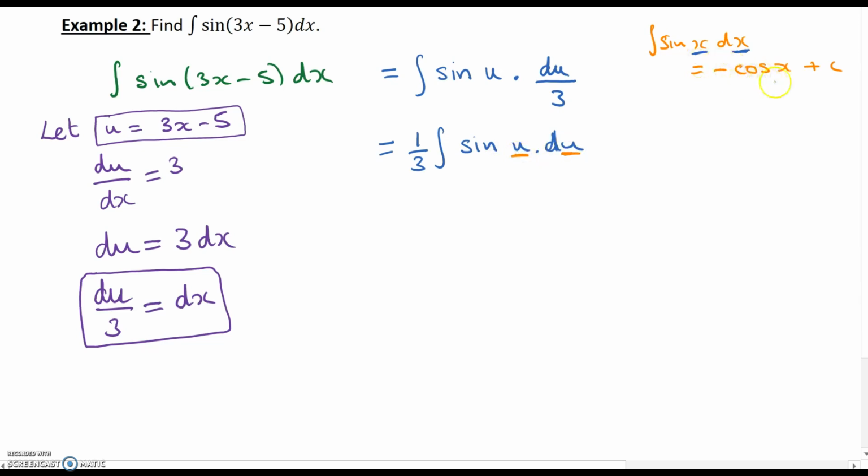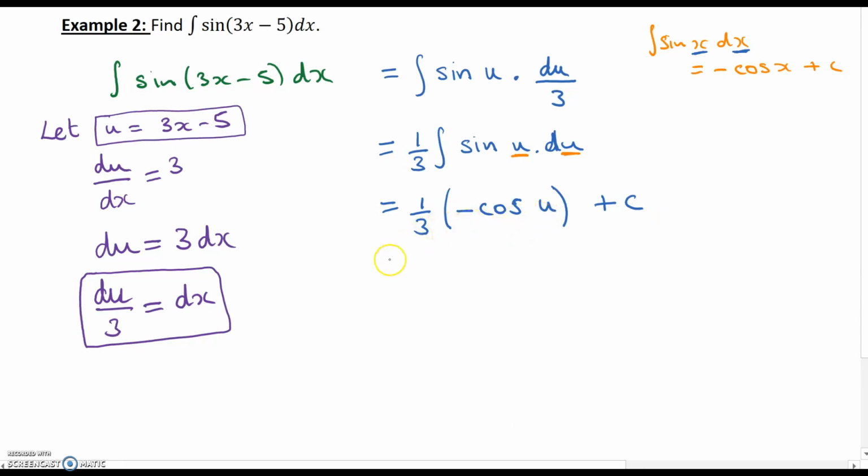We can apply the rule for sine. So that's going to give us, we're going to still have the 1/3. The rule for sine is that this turns into minus cosine of u. And don't forget the plus c. Okay, and the third, we don't need to multiply the third by the c because that's going to be a constant times a constant, which will be another constant.